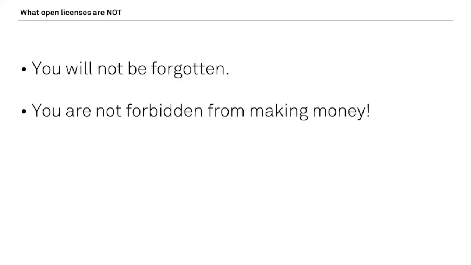Open licenses also do not forbid you from monetizing your project. If you want to make money off of your project, you can. There are many ways in which that is possible, even if you do not sell the rights to the project. An open license, in principle, does not stand in the way of commercial gain.